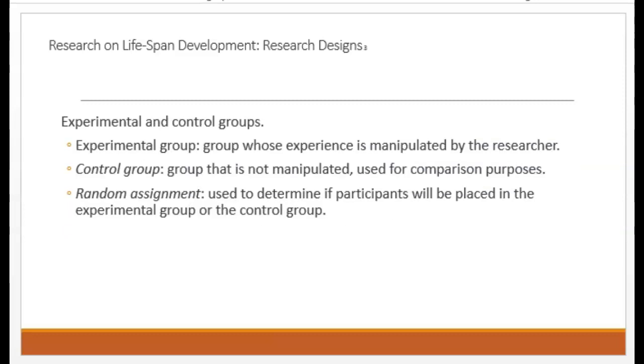When you're using human subjects, you need to have an experimental group and a control group. The experimental group is the group whose experience is manipulated by the researcher, and the control group is just a comparison group that doesn't receive anything special or unusual. It's just business as usual for them.